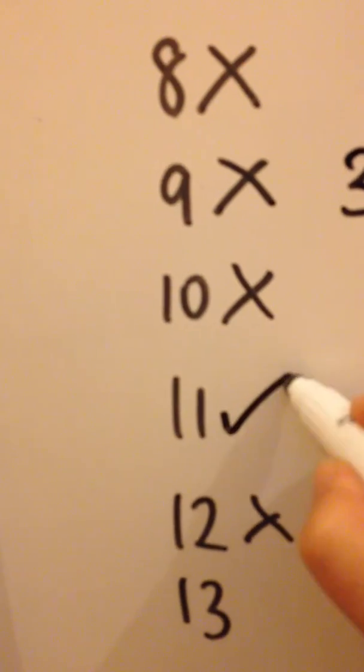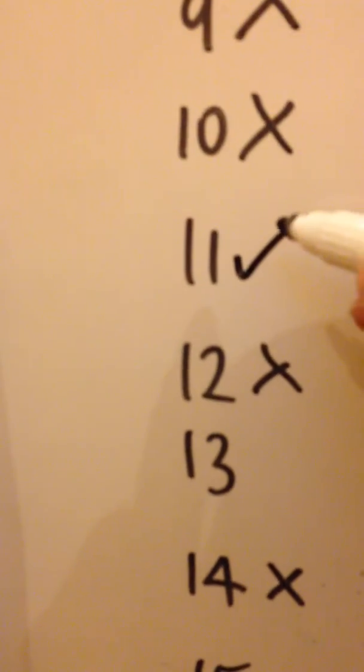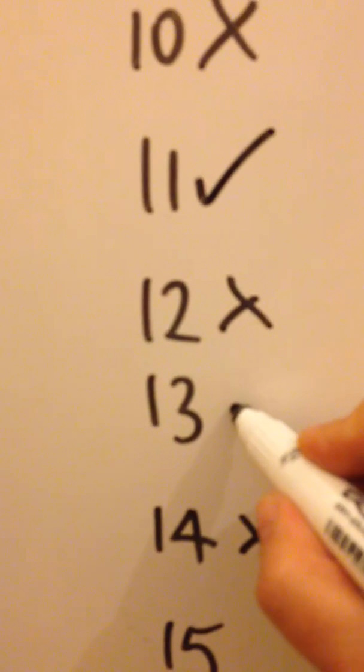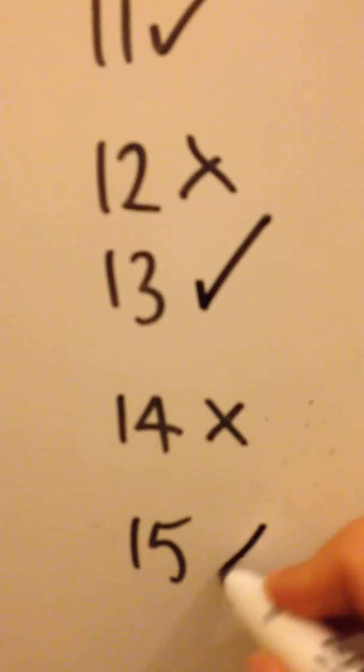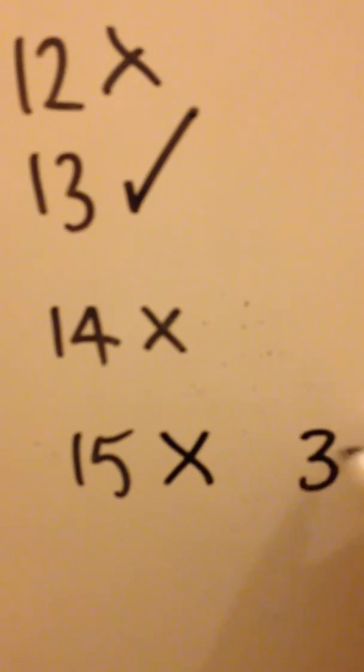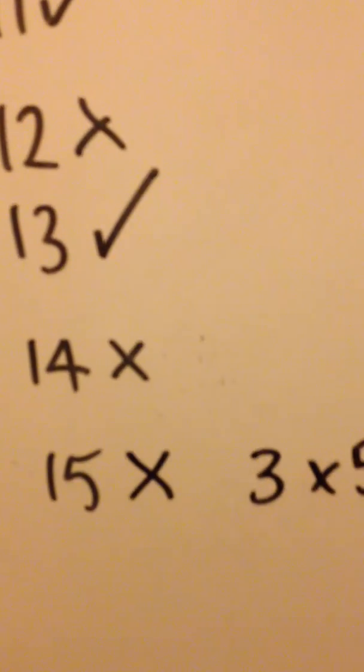11 is a prime number, one times 11, 11 times one. And 13 is a prime number, 13 times one, one times 13. 15 is not, because you could also have three times five or five times three.